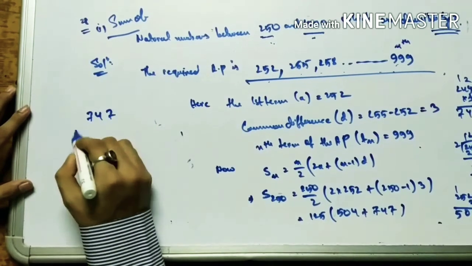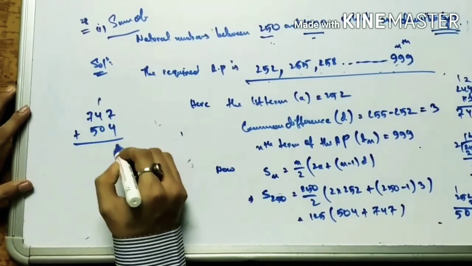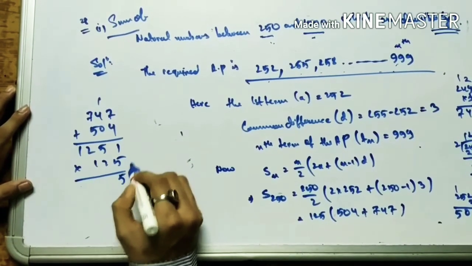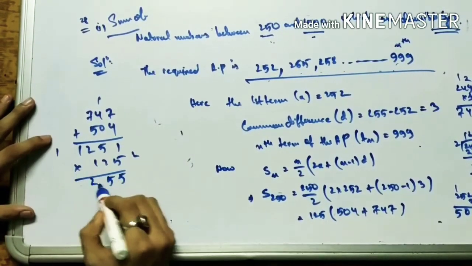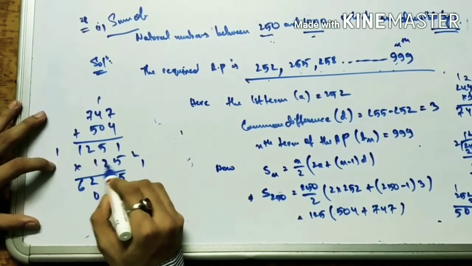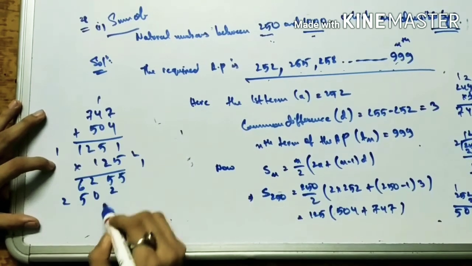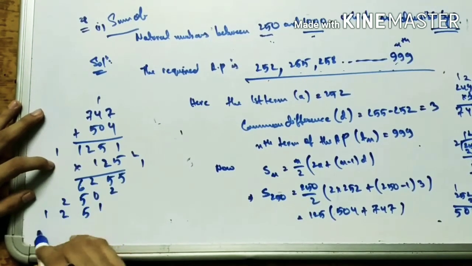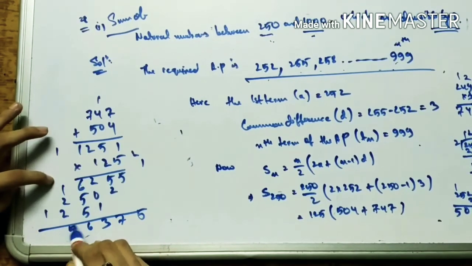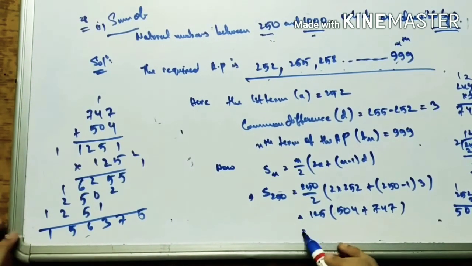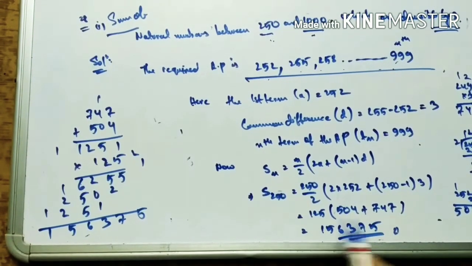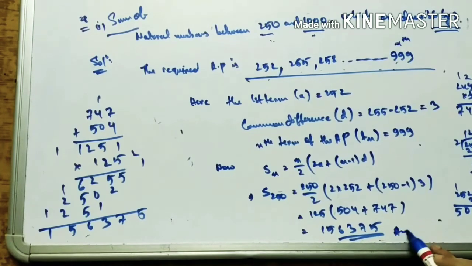So 747 plus 504, this is 1251. 1251 into 125. 5 on the 5, 5 5 is 25, 5 2 is 10, 12, 5 on the 5, 6, 2 on the 2, 5 2 is 10, 2 to the 4, 5 2 on the 2. This is 156375. Yes, the answer I got is 156375. Okay, this is the answer. I made a mistake in the multiplication, so this is our answer.